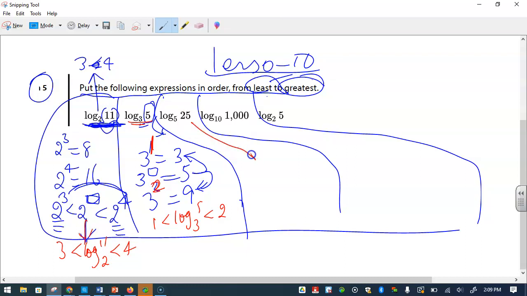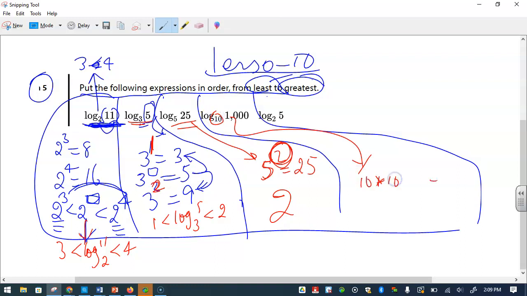And this is straight away easy because 5 raised to the power 2 is 25. So you're done. How many times do you multiply 5 to get to 25? So that's 2. Done. Here the base is 10. How many 10s do you multiply to get to 1000? You can clearly see there have to be 3 of them. So it is 10 raised to 3 is 1000, right? So the answer is 3.